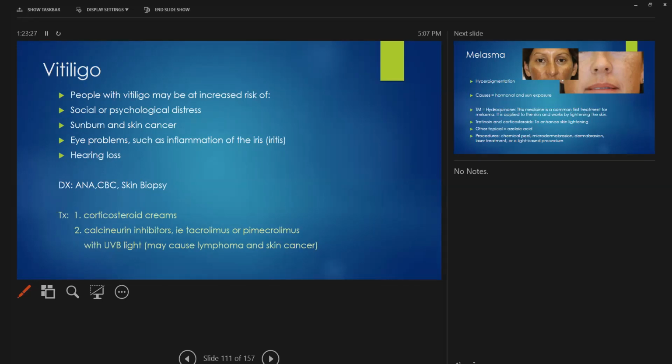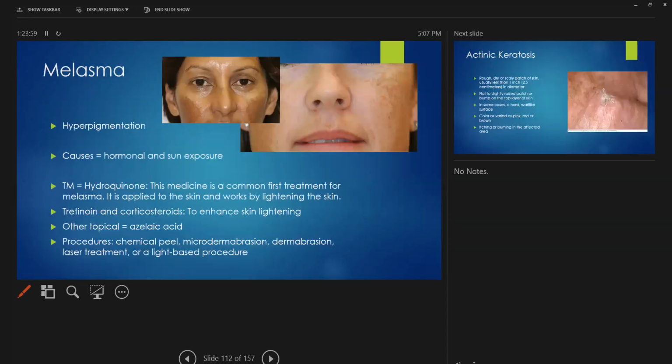Treatment can be corticosteroid creams, and then this like tacrolimus will also help with UVB light. That could cause, if you're exposed to too much UVB light, it can cause lymphoma or skin cancer. So you want to be careful, but there's basically some different treatments for vitiligo, but the take home is usually there's not a lot that helps.